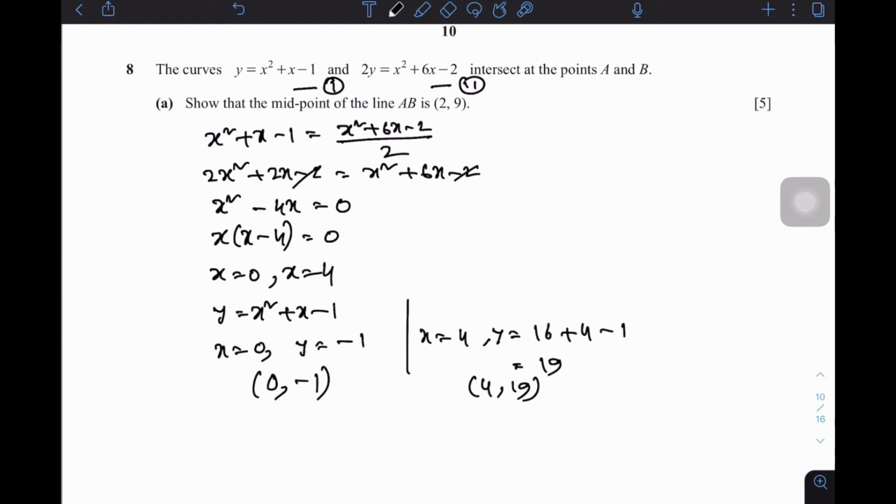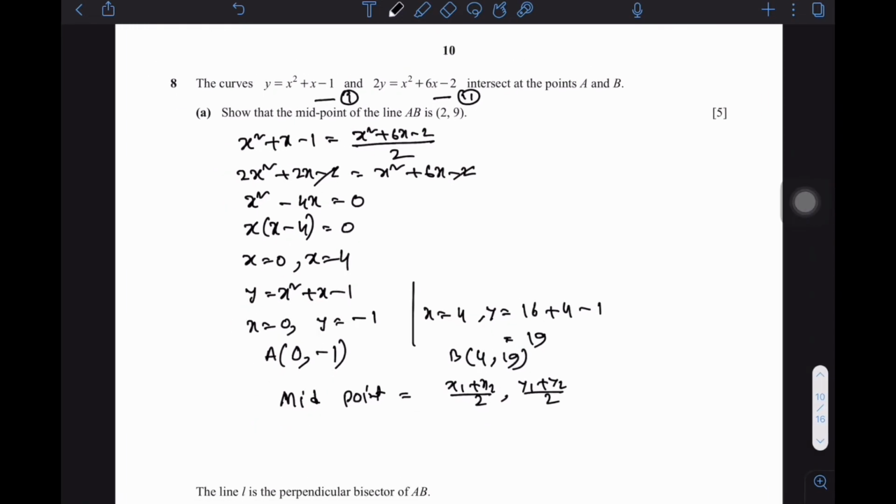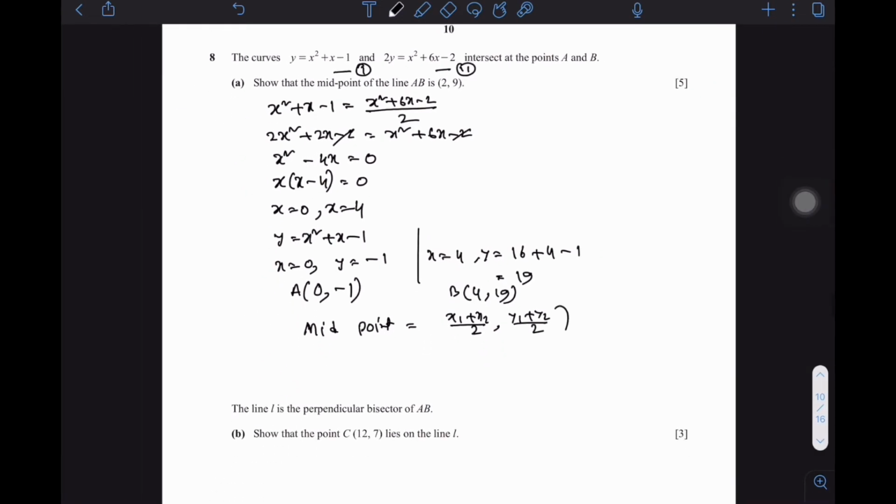So we are going to find the midpoint of the line AB. Let me consider this as A and this as B. So the midpoint of AB, we know, equals x1 plus x2 divided by 2 and y1 plus y2 divided by 2. So just use these values. 0 plus 4 divided by 2 and then minus 1 plus 19 divided by 2. So this is 2 and 19 minus 1, 18, 18 by 2. This is the midpoint, so (2, 9). It is proved.